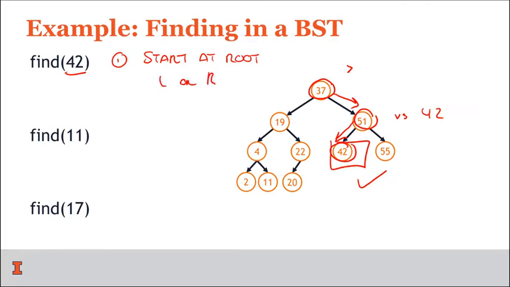Looking at a second example, we can run through the same tree looking for 11, again starting at 37, moving left to 19. 19 versus 11, we move left again. 4 versus 11, we move right, and we find the node 11.